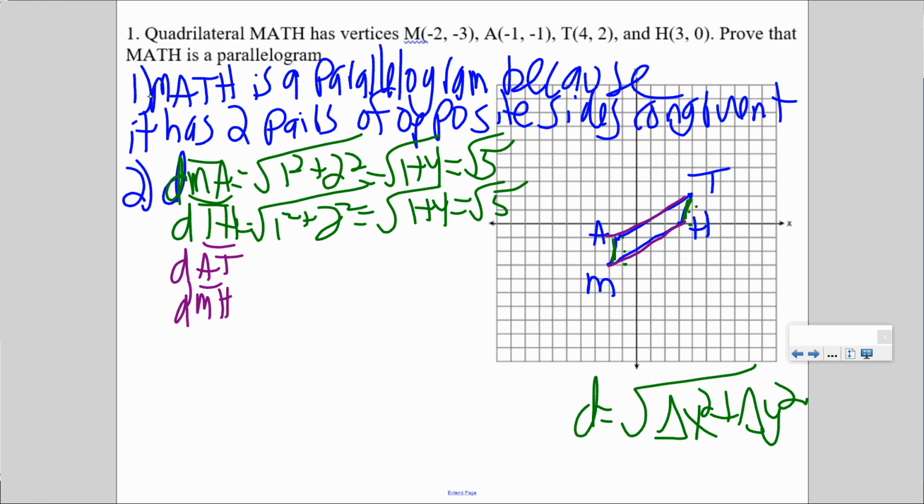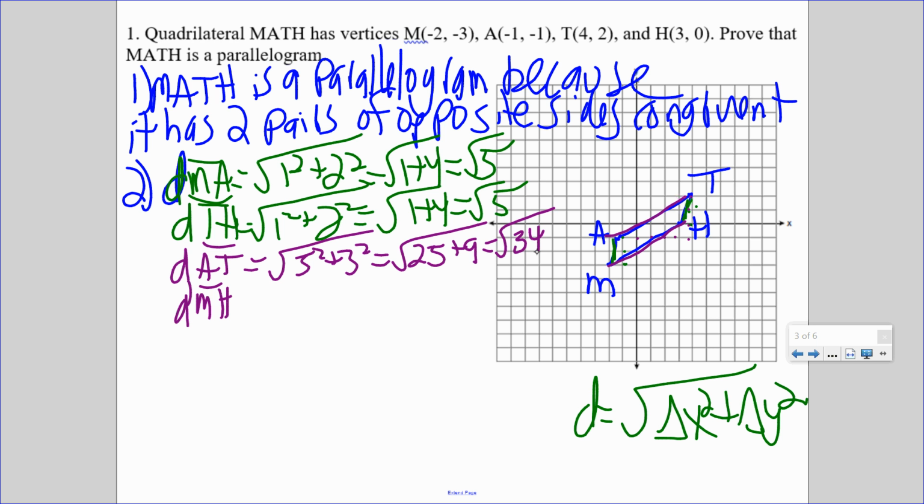Now I'm going to do distance of AT. That's going to be AT 1, 2, 3, 4, 5. 1, 2, 3. 5 squared is 25. 3 squared is 9. 25 and 9 is 34. And MH, 1, 2, 3, 4, 5. 1, 2, 3. Is rad 25 plus 9, which is rad 34.